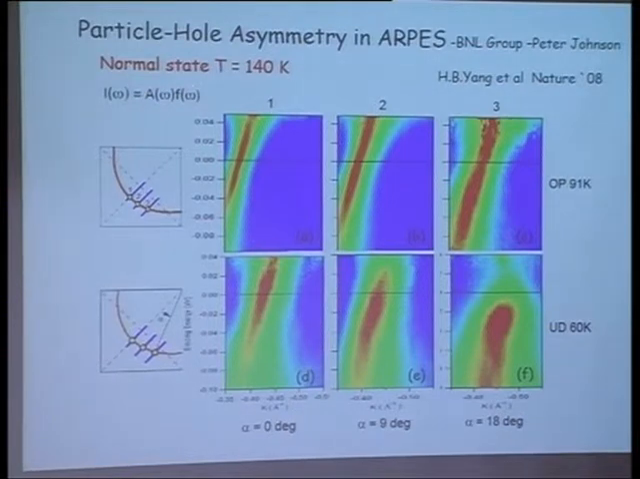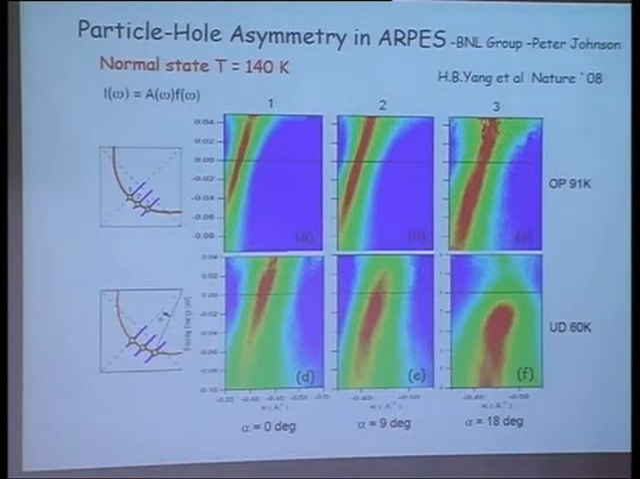So they divided out this Fermi function to get spectra not just below the chemical potential but also above it. And here is an optimally doped Bi-2212 sample. Here are some cuts along nodal and near-nodal directions. You see particle-hole symmetry. You see something that looks like a quasi-particle peak going straight through the Fermi energy.